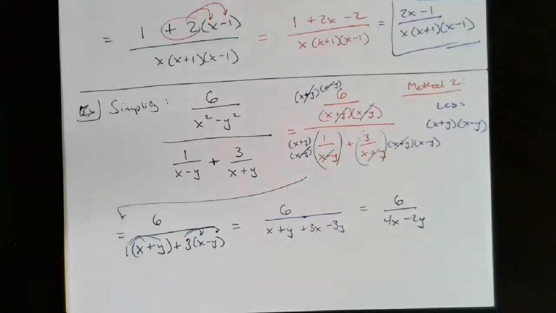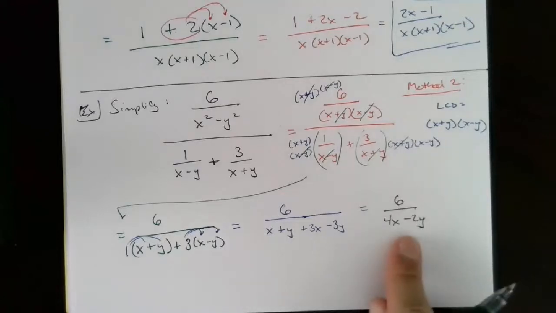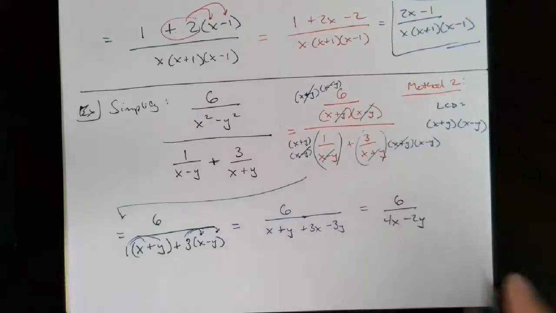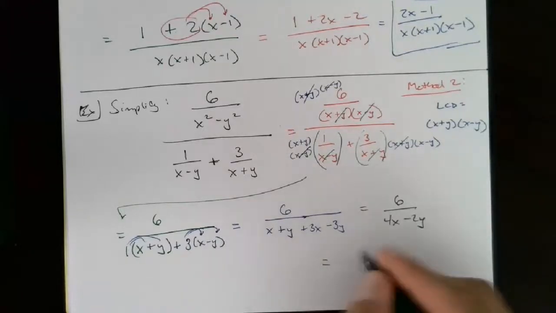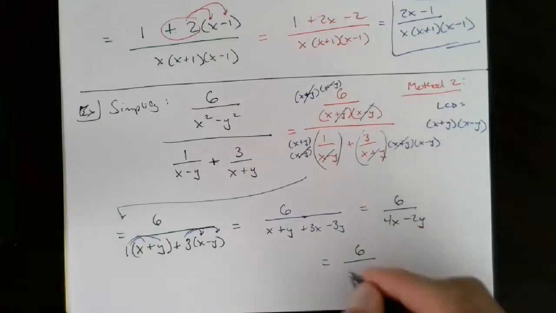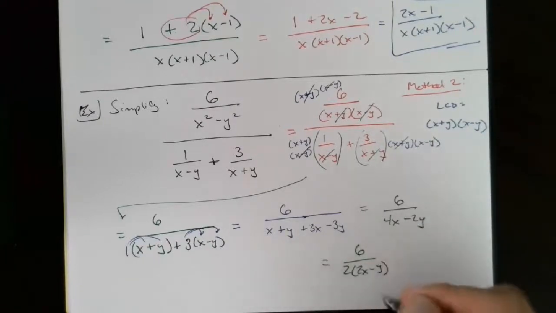And then the last thing you need to do is try to simplify this. Is there anything you can factor from the denominator? Well, in this case, there is a greatest common factor. The greatest common factor here between 4x and 2y is 2. Let's see if that helps us at all. So we ended up with 6 over, factoring a GCF of 2 out, we'd end up with 2x minus y.